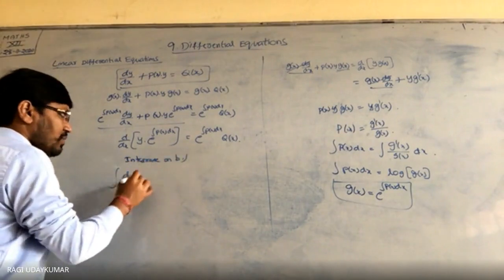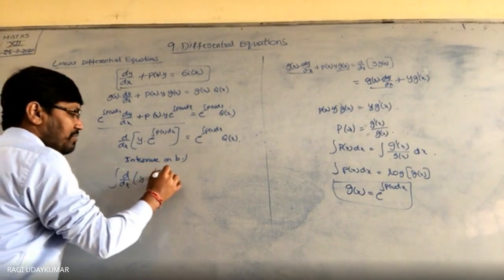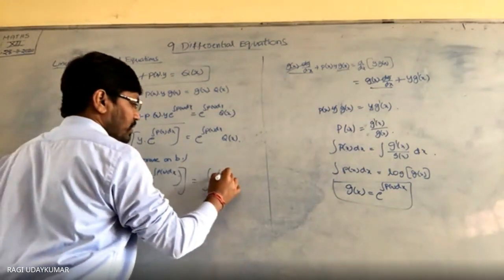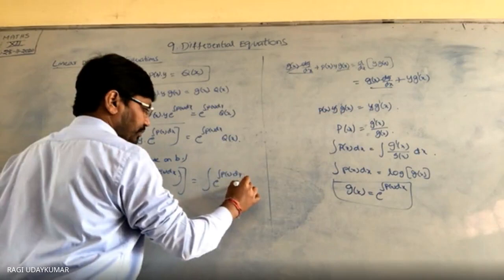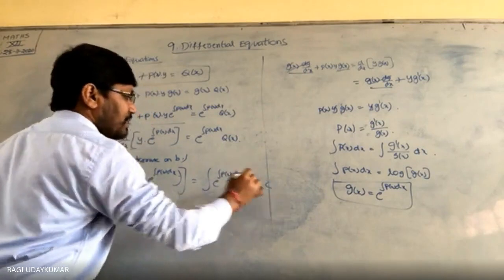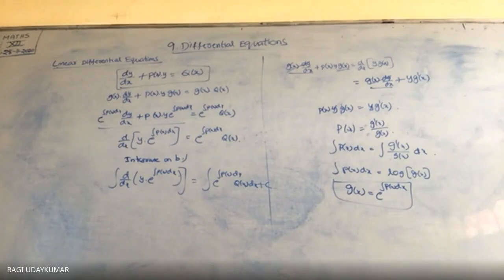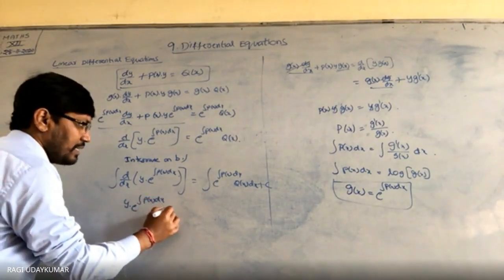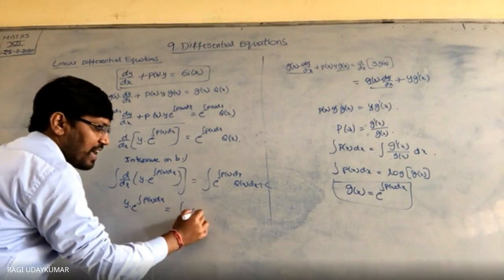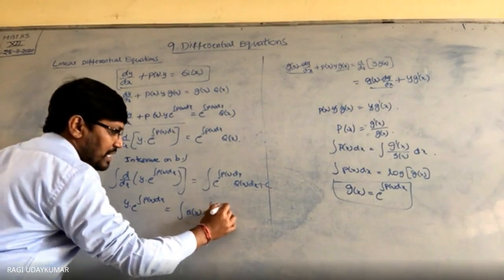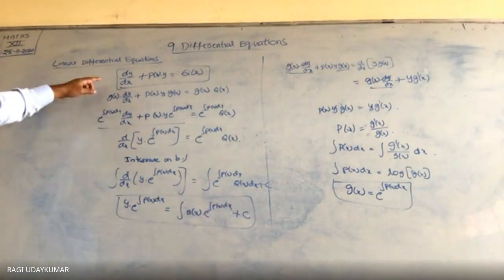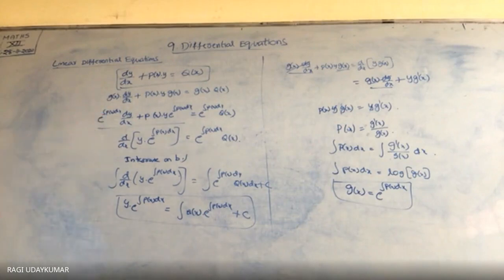Integration of d by dx of y into e power integration of p of x dx is equals to integration of e power integration of p of x dx into q of x dx plus constant. Okay. Now here what you get? Integration and differentiation. So y into e power integration of p of x dx is equals to integration of q of x into e power integration of p of x dx plus c. So this is the solution of the given differential equation, because we have eliminated dy by dx from that.